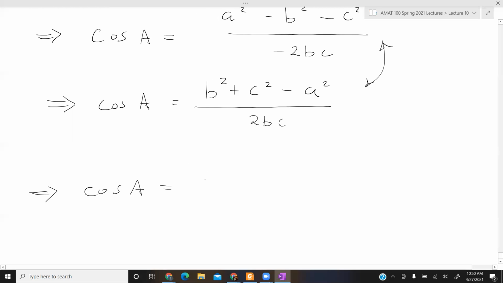So let's plug in some numbers. b was 8, so we have 8 squared. c was 12, so 12 squared. And a is 5, so 5 squared. And then in the denominator, we have 2 times 8 times 12.